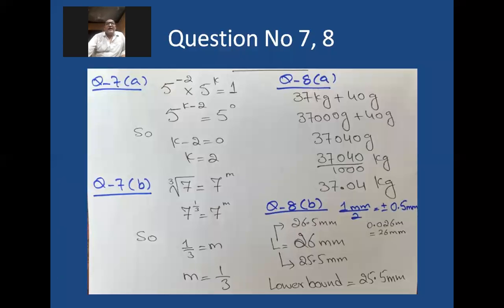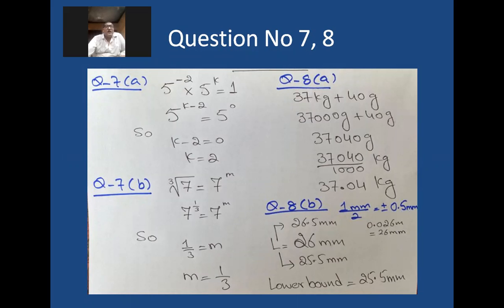So here we have question number 8 showing up. The measurement was correct to 1 millimeter. So I will write 1 millimeter divided by 2. That will be plus minus 0.5 millimeter. The actual reading was 0.026 meter. You multiply it by 1000, so it will be 26 millimeter. So the length is 26 millimeter.